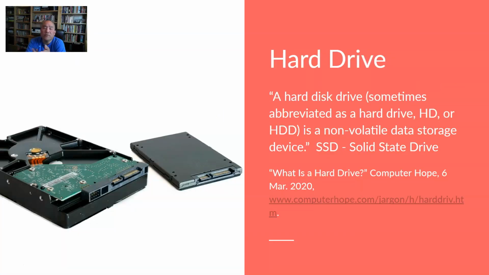Hard drive. We've got two different hard drives that we want to talk about. The hard drive is an HD or HDD, hard disk drive, and the solid state drive or SSD. Now, the solid state drive is a little bit more expensive. It is faster. The older hard drives are made of layers of platters that have to spin, and the hard drive is trying to access that information as quickly as possible.